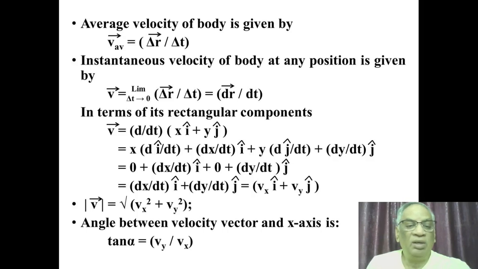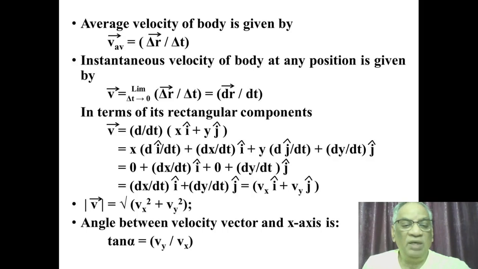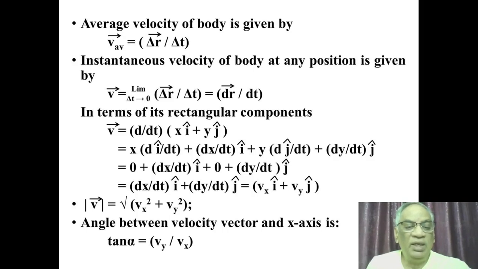In terms of rectangular components, v bar is equal to d by dt of r bar, that is x i plus y j. So d by dt of x i plus y j is equal to x di by dt plus dx by dt i plus y dj by dt plus dy by dt j bar. The derivatives di by dt and dj by dt become 0 because they are unit vectors of constant magnitude. So that becomes dx by dt i bar plus dy by dt j bar.